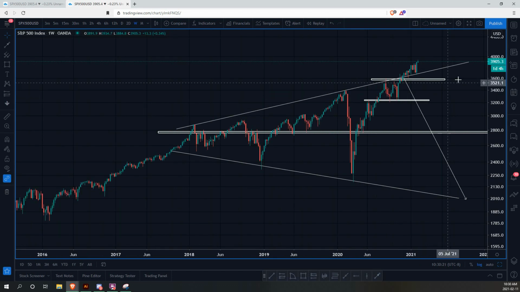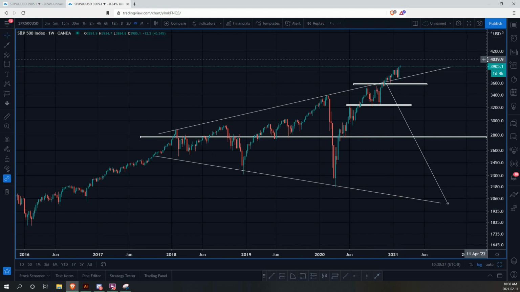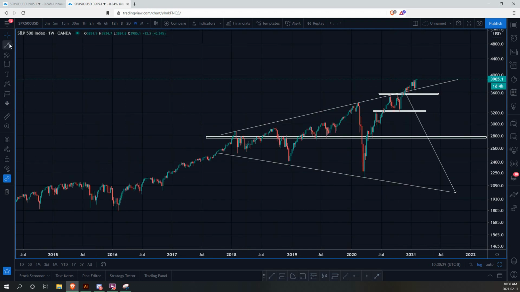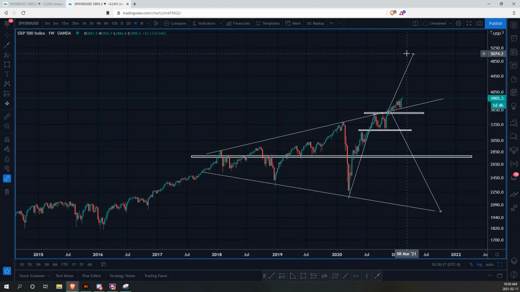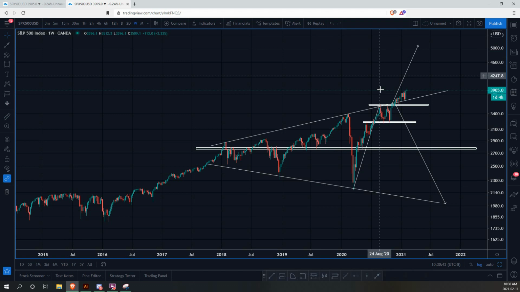In short, we see an expansion phase. We just saw a break of a major level of confluence here at around 3,500. Now, if you are looking for a potential target here, size of the zone, we're looking at like $5,000 for the S&P 500, which sounds unbelievable, but it's happened before. A move from, let's say, March to August was 40%.